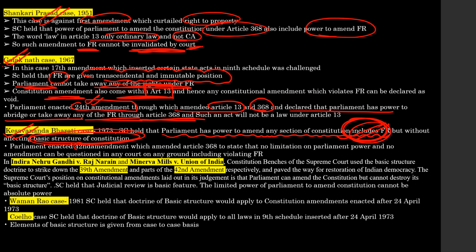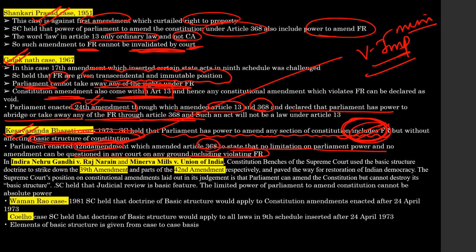After that, Parliament passed the 42nd Amendment to the Constitution, and it amended Article 368 to state that there are no limitations on Parliament's power and no amendment can be questioned in any court on any ground, including violation of fundamental rights. You have to note down the 42nd Amendment, it is very important for the prelims examination, because the 42nd Amendment is also known as the mini constitution. A lot of amendments were added in it. You need to prepare the 42nd Amendment in detail, which I will discuss.